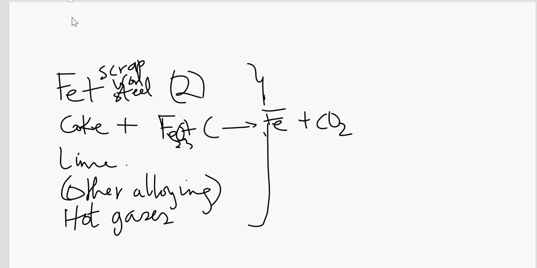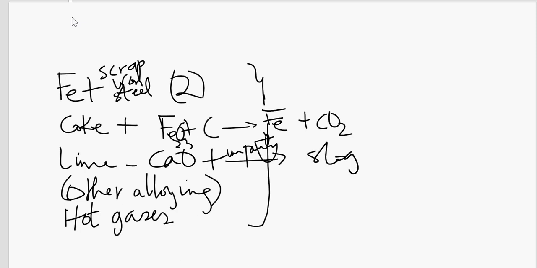You also have limestone, which is calcium oxide. This will react with the impurity in the ore to form what you call slag. And so the slag is not miscible with the molten iron, so they can be separated. These are just added to improve some certain property, and then the hot gases are for the combustion.